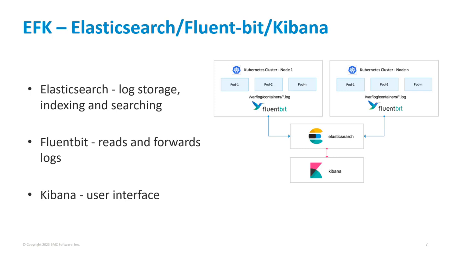Fluent-bit or Fluent-D, two slightly different versions of the same bit of software, is the log collection agent, and that can run as either a daemon set or as a sidecar, depending on how it's been configured, to actually read the logs from the pods and send them off to Elasticsearch. And then you have Kibana, which is the UI, the GUI that allows you to interact with the logs that are stored in the system, search, and find items of interest.